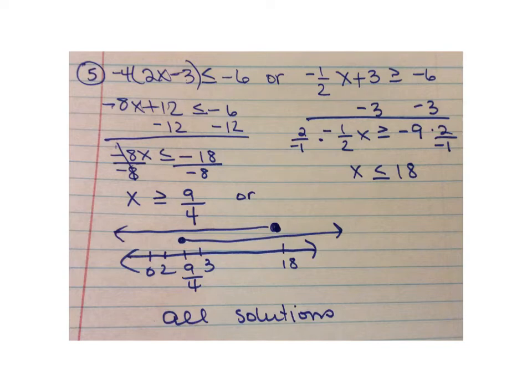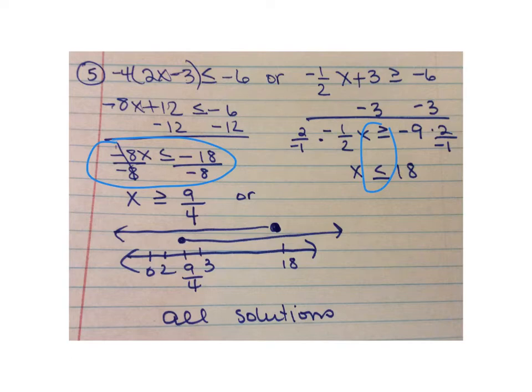This time we're looking for, it's an or. I did have to flip the sign on the left side because I divided both sides by a negative. So the left side gave me the answer x is greater than or equal to 9/4. And on the right side, because I had to multiply both sides by 2 over negative 1, again I had to flip the sign, so x is less than or equal to 18.